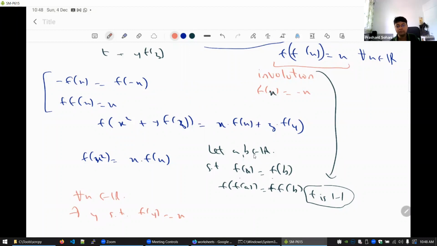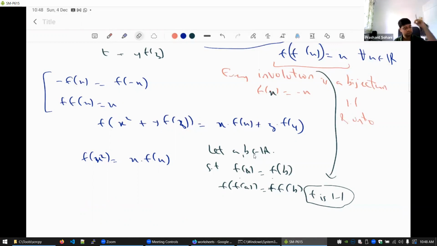So basically, in other words, every involution is a bijection. That's a very important thing that we are discovering. So every involution is a bijection because it is 1-1 and also onto. So we have so much information about the function, but we still don't know what that function is.